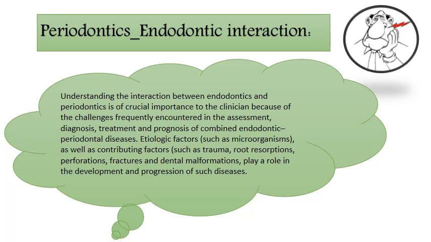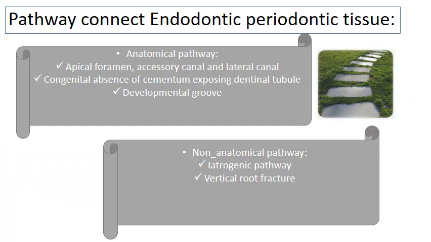Etiologic factors such as microorganisms, as well as contributing factors such as trauma, root resorption, perforation, fracture and dental malformation, play an important role in the development and progression of such disease. Pathways connecting endodontic and periodontic tissue: there are anatomical pathways and non-anatomical pathways. Anatomical pathways include the apical foramen, accessory canal, and lateral canal.